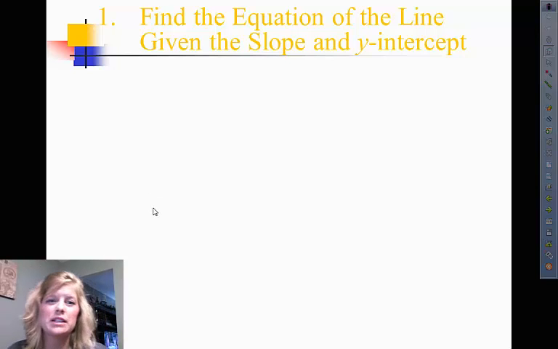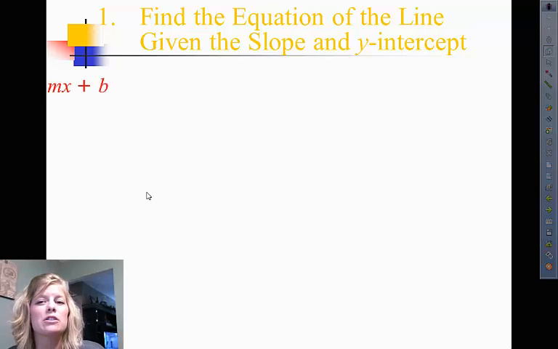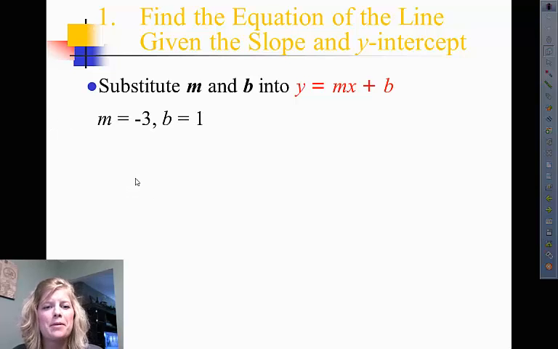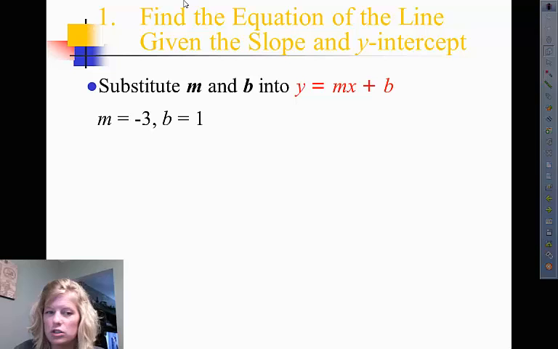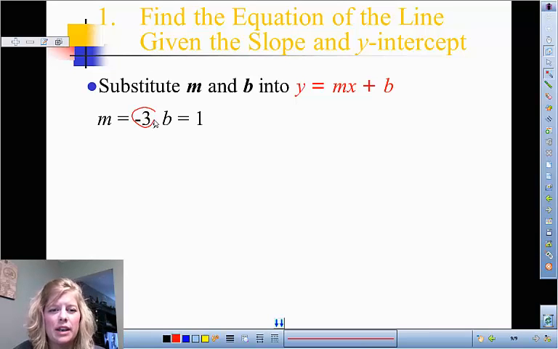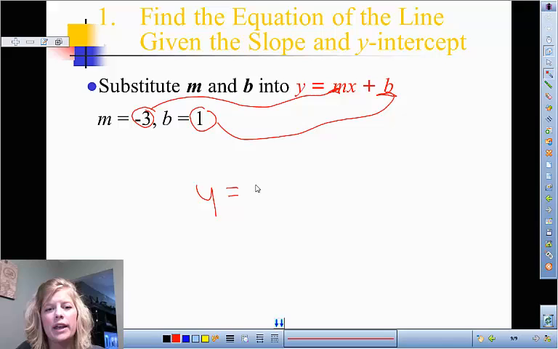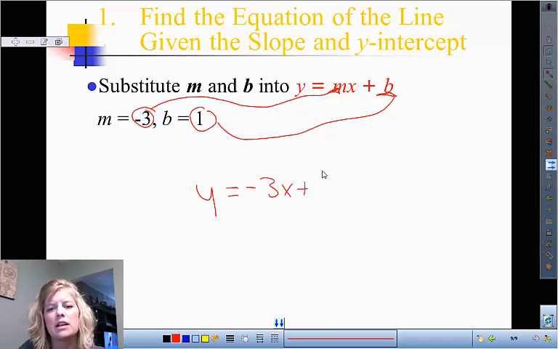The first one is the easiest. Find the equation of a line given the slope and y-intercept. So we substitute the m and b into y equals mx plus b. Pretty easy, yeah. So m equals negative 3, b equals 1. Like we did on just the problems a little bit ago, negative 3 goes into m, and 1 goes into b. So we have y equals negative 3x plus 1.